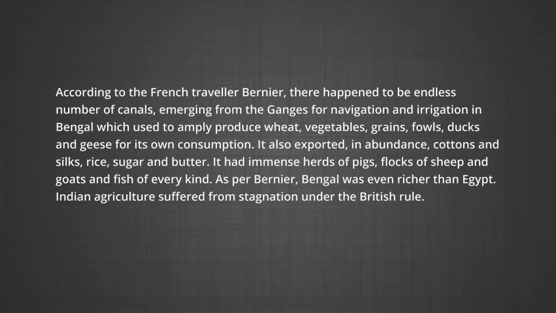It had immense herds of pigs, flocks of sheep and goats and fish of every kind. As per Bernier, Bengal was even richer than Egypt. However, on the contrary, Indian agriculture suffered from stagnation under the British rule. Besides some improvements in production taking place due to expansion of area under cultivation, productivity in the agricultural sector remained very low. Many factors were responsible for this.